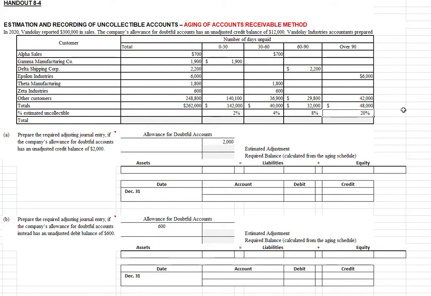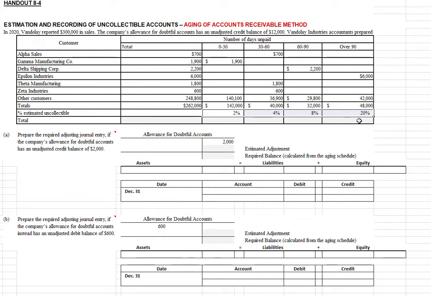Receivables that are over 90 days past due, we estimate there's only a 20% chance of collecting them. Receivables that are 60 to 90 days, there's an 8% chance. 30 to 60 days, a 4% chance. And even those receivables that are fairly current, we still estimate some small portion of those will be uncollectible. Again, these percentages are going to come from past experience.